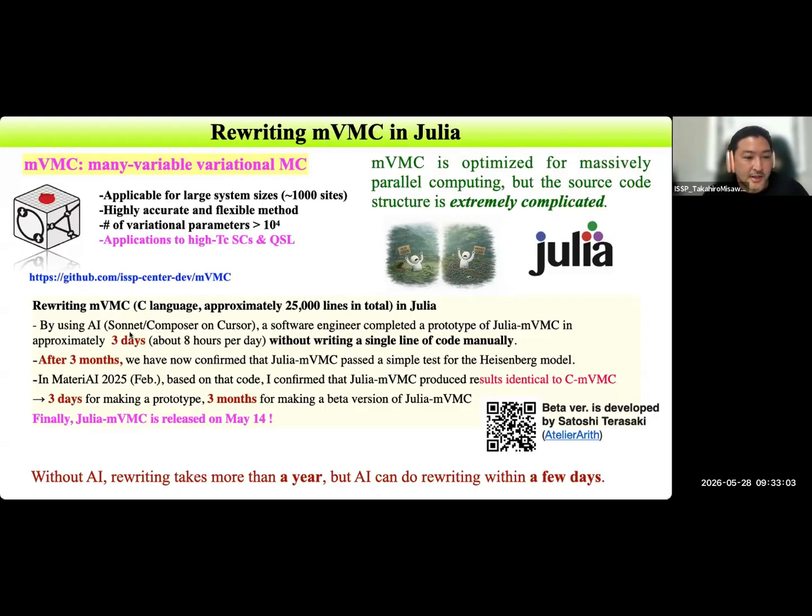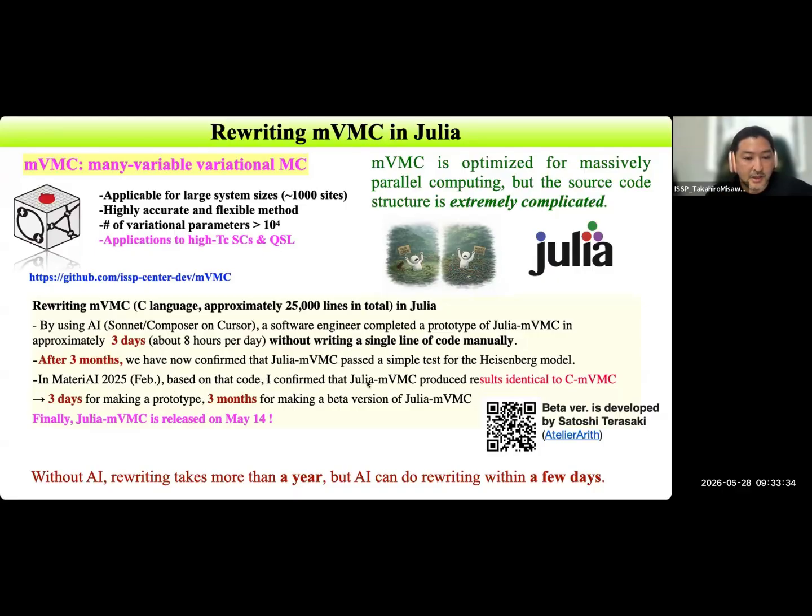But this is just a prototype. To confirm the validity of the code, it takes about 3 months. But after 3 months, Terasaki-san succeeded in developing the beta version of Julia mVMC. At that time, Julia mVMC passed a simple test for the simple Heisenberg model. Based on this beta version, I started to confirm the validity of Julia mVMC.